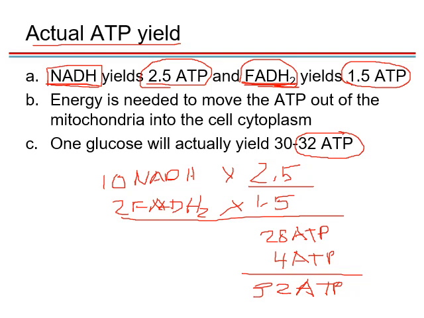So that theoretical yield was 3 and 2. We will be using the 2.5 and 1.5 when we're trying to calculate how much ATP is formed through oxidative phosphorylation from these electrons from NAD or FAD.